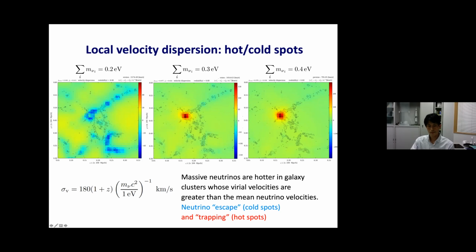And to a different degree, the same thing happens for the Milky Way halo. So the Milky Way halo preferentially captures only the low energy relic neutrinos, basically.